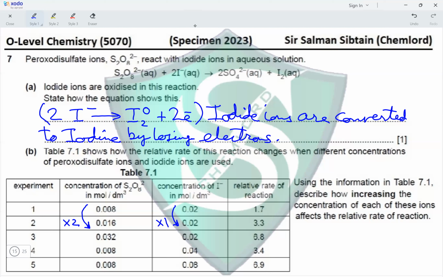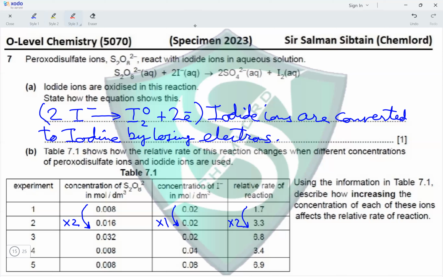So what is the effect on the rate? Now we have 3.3 as the rate of the second experiment and 1.7 as the rate of the first one. When we divide 3.3 by 1.7, we end up with a value of 2. That means if the concentration of S2O8 2- ion is doubled, then the rate of reaction also doubles.